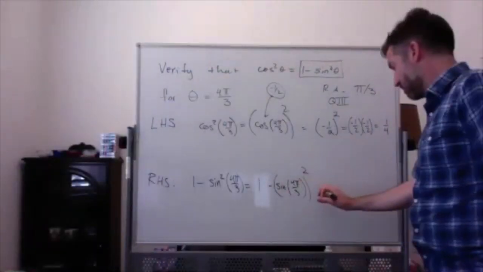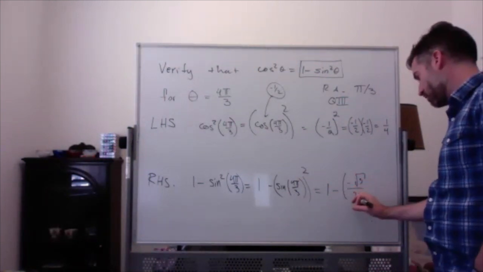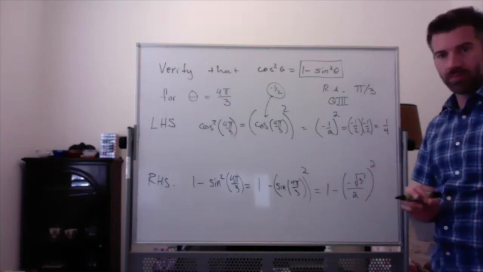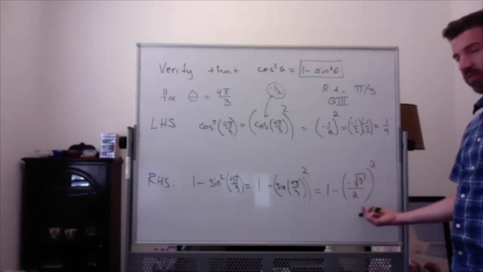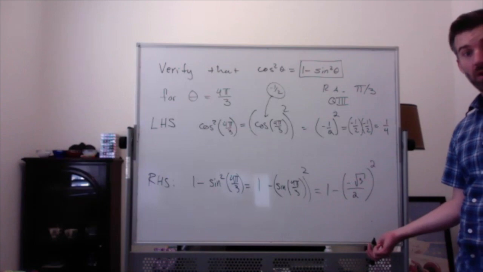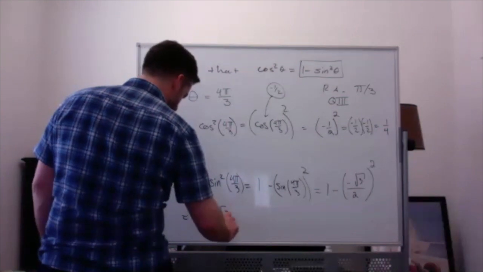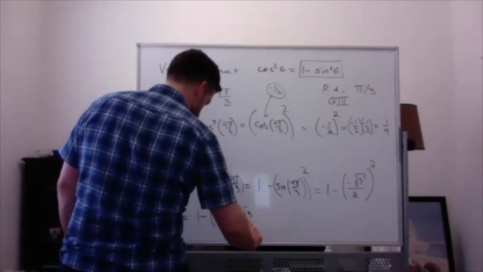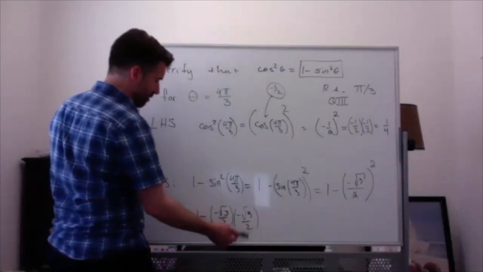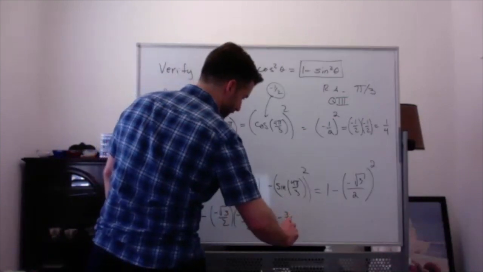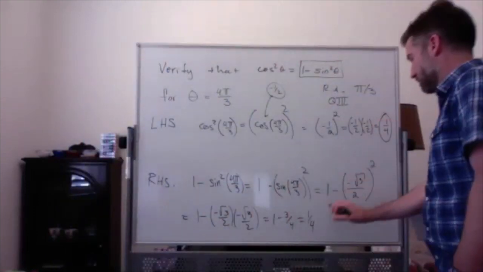So here's what I get. I get 1 minus negative √3/2 quantity squared. But when I square this, negative root 3 over 2 squared is just 3 over 4. We could write out the multiplication if we really want to. It's 1 minus negative root 3 over 2 times negative root 3 over 2. And when you multiply this together, negative root 3 times negative root 3 is positive 3. 2 times 2 is 4. So you get 1 minus 3 over 4, which is 1/4. And those are the same.